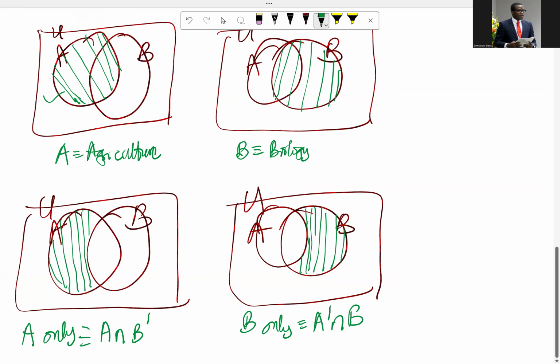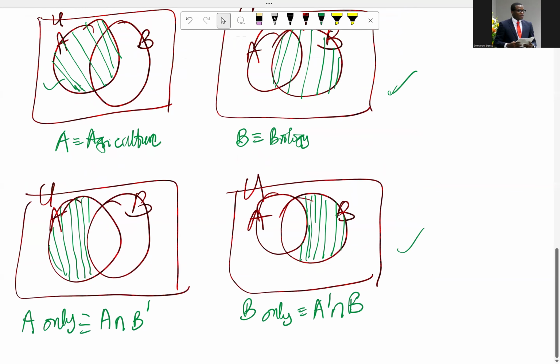These are students who study only biology. They have nothing to do with agric whatsoever. So this is B only. So you can see there's a difference between agriculture and agriculture only. There's a difference between biology and biology only. Students who study biology can also study agric. But if I say students who study biology only, they don't have any business with agric. Very important to understand.